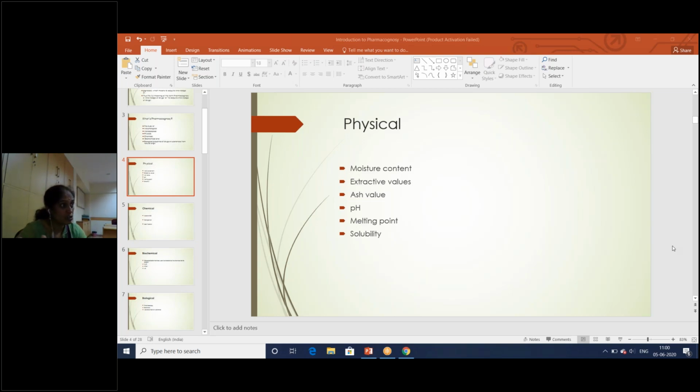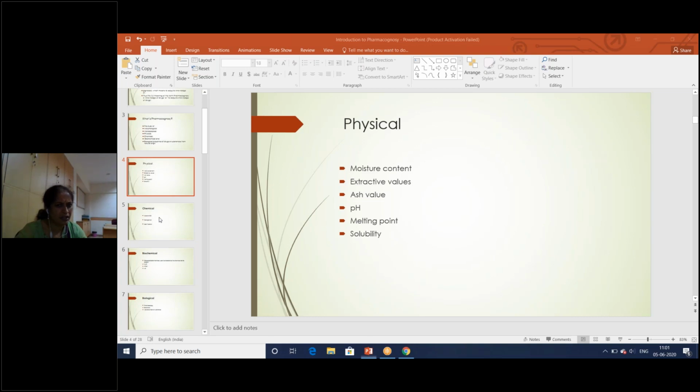So this has to be monitored, the amount of ash value, to know the inorganic material present in the plant. The pH we are going to identify for the liquid, how much the pH is, and the melting point of a few drugs, and the solubility is very important. Based on the constituents, you will come to know in which solvent it is soluble.